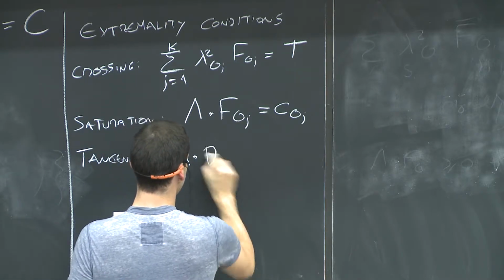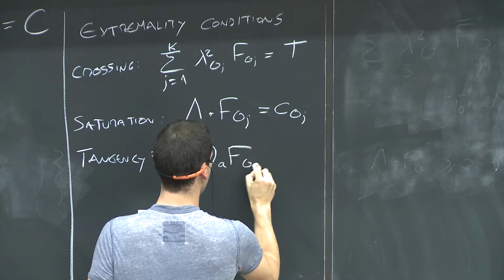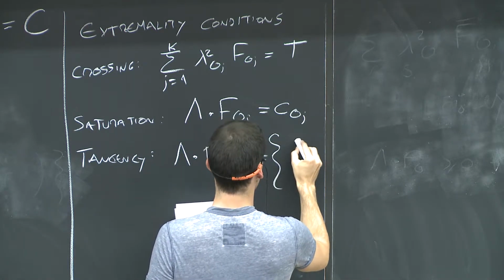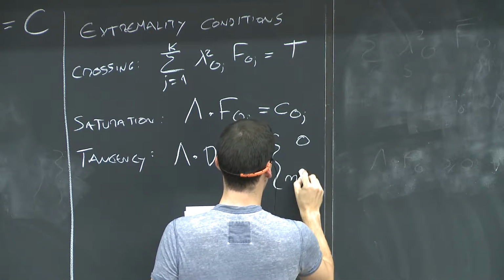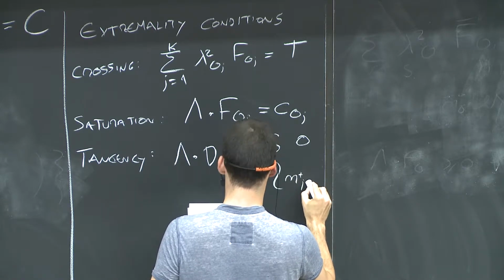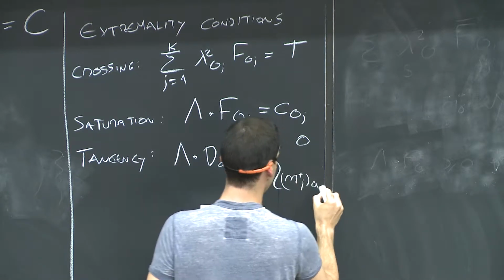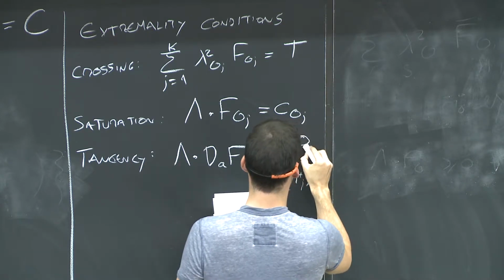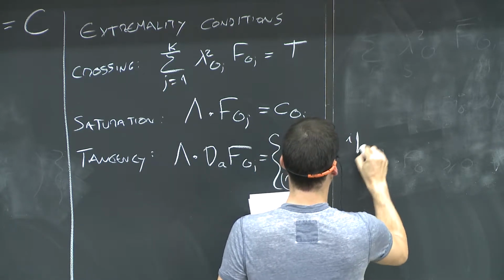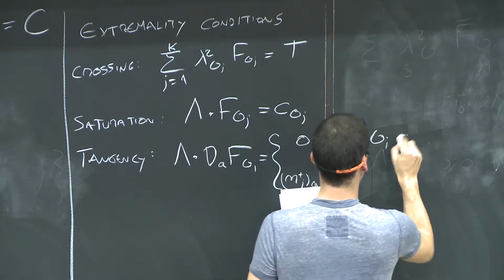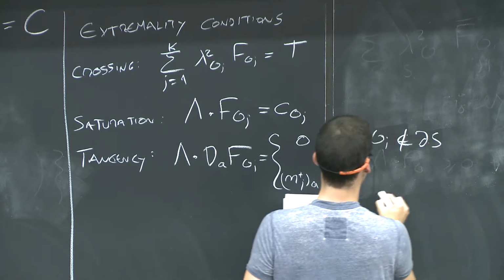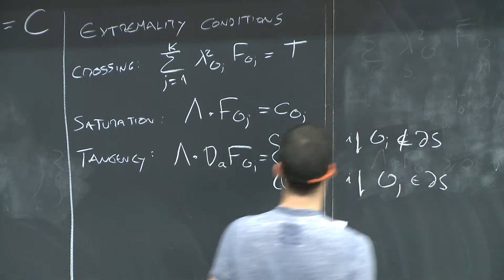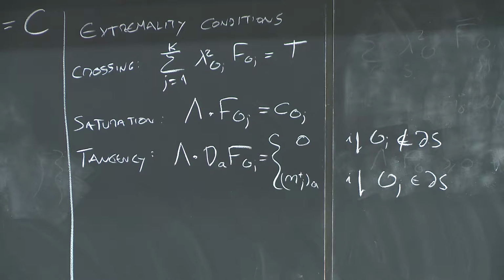Lambda dotted with the gradients of these is equal to either 0, if O_j is not in the boundary of S, or positive if O_j is on the boundary of S. Okay, so these are the three necessary conditions.